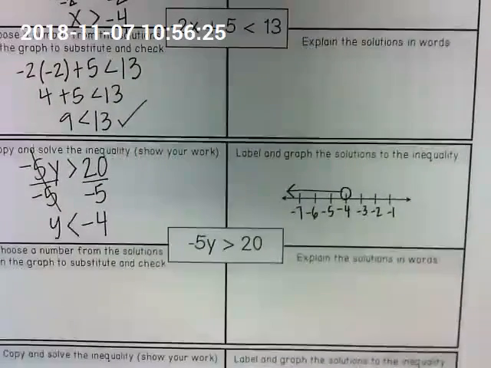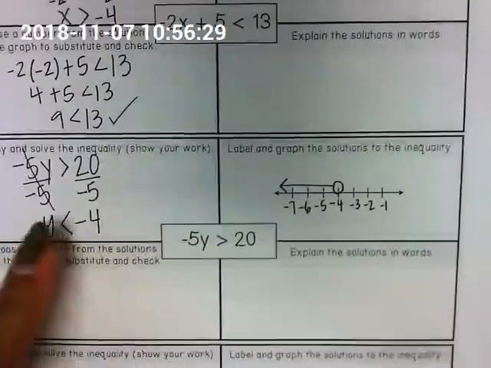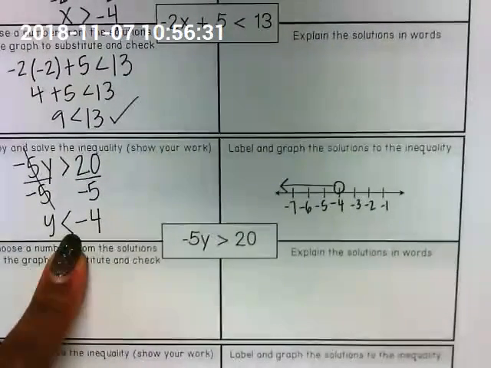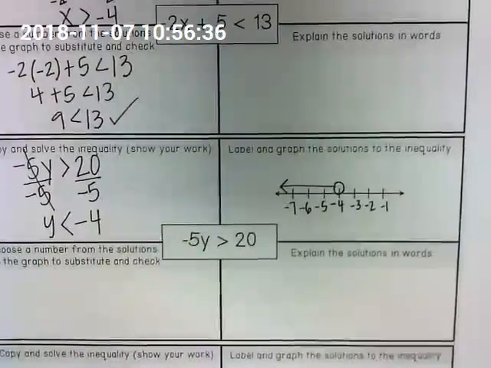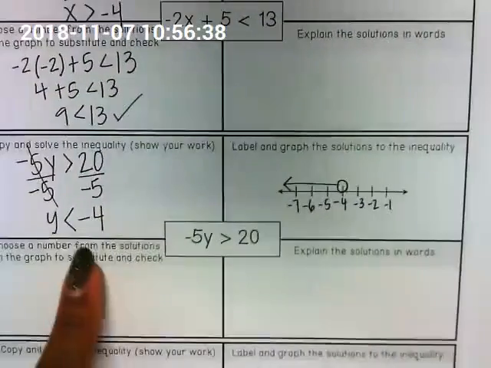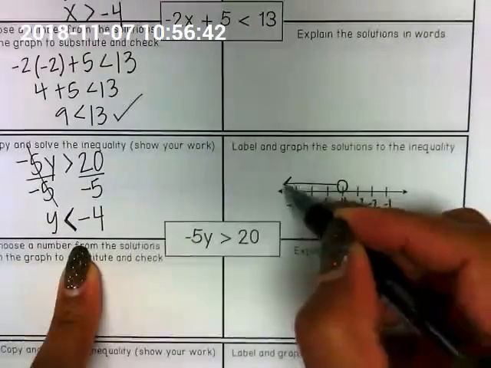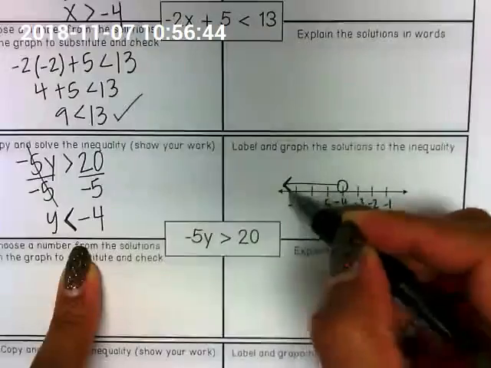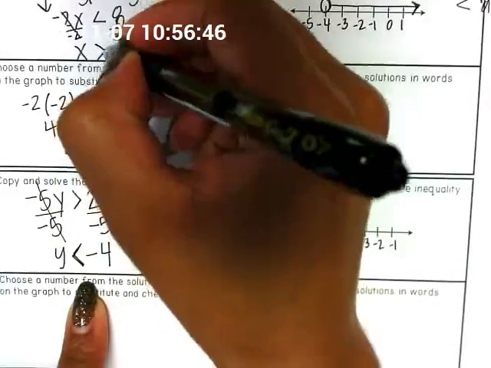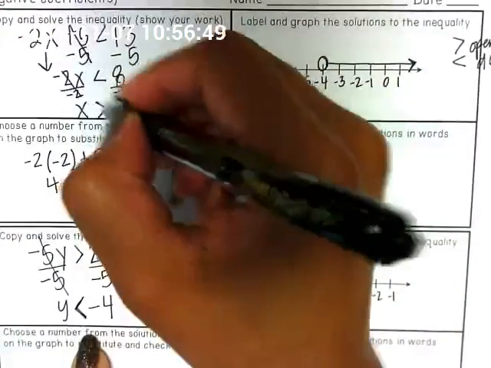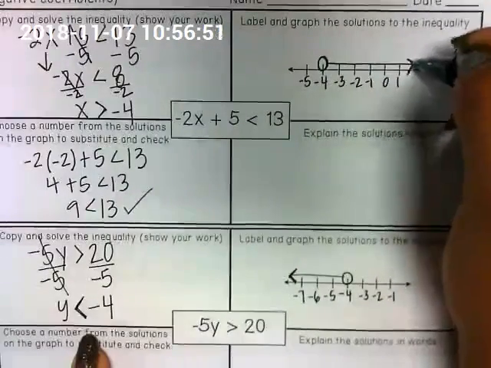Now, a way to check, if your variable is first, you can always look at the direction of the inequality symbol, and you'll know what direction your answer is going to be. So this one is less than. This also looks like a less than. This is greater than. And our graph went in that direction as well.